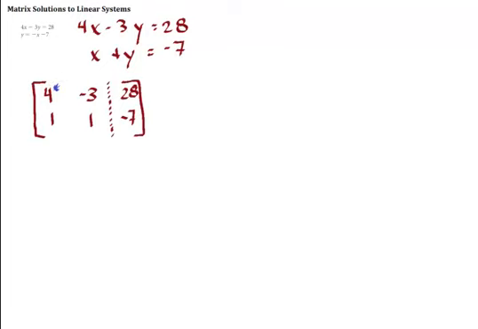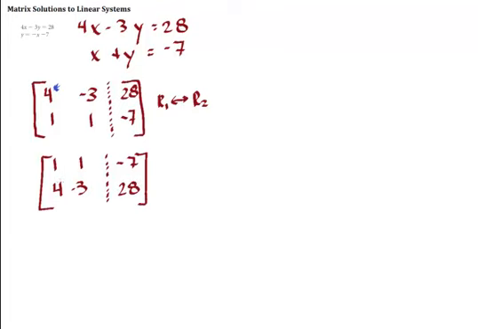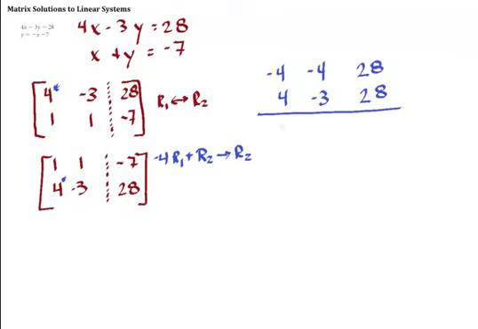Well, I already have a 1 with that first guy, so I'm just going to swap rows 1 and 2. So I have 1, 1, -7. And then you're still at 4, -3, and 28. Next thing I need to do is make this guy a 0. So I will do, how about -4 times row 1, add it to row 2, and that replaces row 2. All right, that's what I'm going to do. So I have -4, -4, and +28, I believe. And then I would get 4, -3, 28. Add that, get 0, -7, and 56. All right, that's my new row 2.